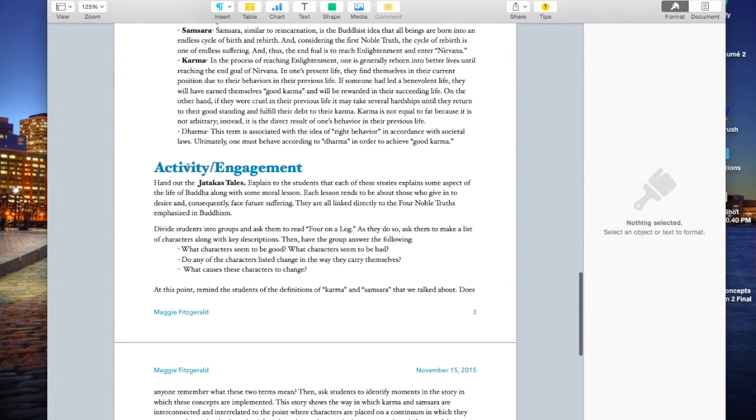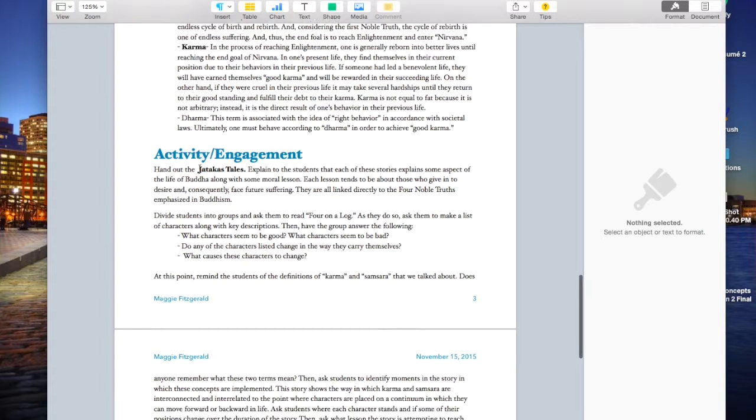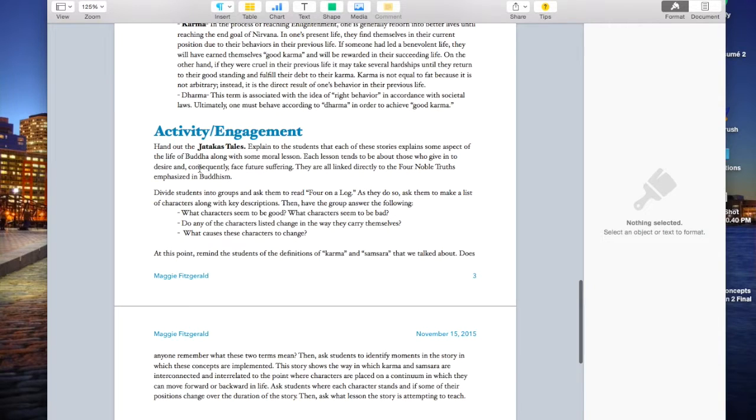Okay, so activity and engagement. So this is where students are able to work hands-on with the subject matter. Now, in this lesson, I decided to give students a handout of the Jataka's tales and have them analyze these tales in relation to Siddhartha's life and the Four Noble Truths emphasized in Buddhism. And these are all concepts that they have learned in the content portion of my lesson. Hopefully, they'll pick up on some of the use of karma and samsara, but I will make sure to ask them guiding questions along the way to aid in their analysis and deduction of the given document.